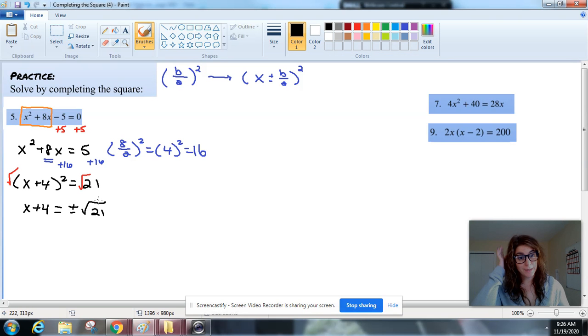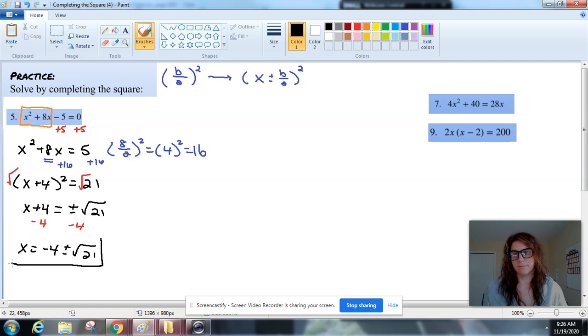If you can simplify your radicals, you can, but there is no perfect square that fits inside of 21, so I'm going to leave it and just subtract that 4 over. And I have x equals negative 4 plus or minus square root of 21. And that's it. I can't do anything with it because I don't know what the square root of 21 is, and I want to leave it in as exact terms as I can.